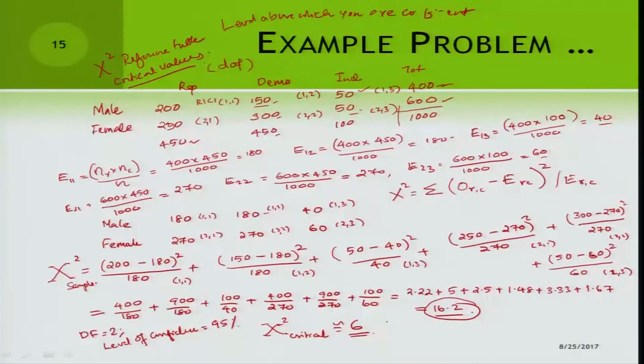So now we compare these values. Since chi-square sample is greater than chi-square critical, we are quite confident that our initial assumption, that gender does not influence the voting preference, is not correct. We reject the notion that gender and voting preferences are independent, and we assume that gender does influence the voting preference. So they are not independent anymore.